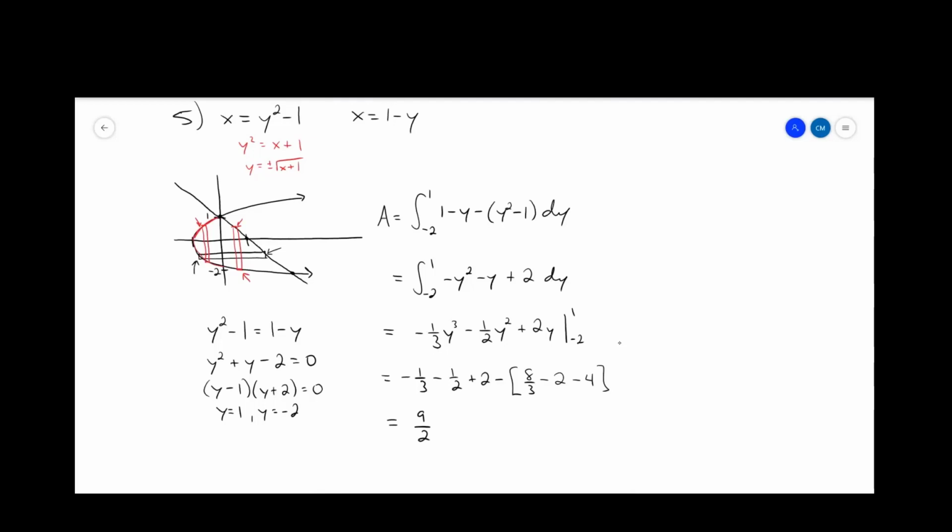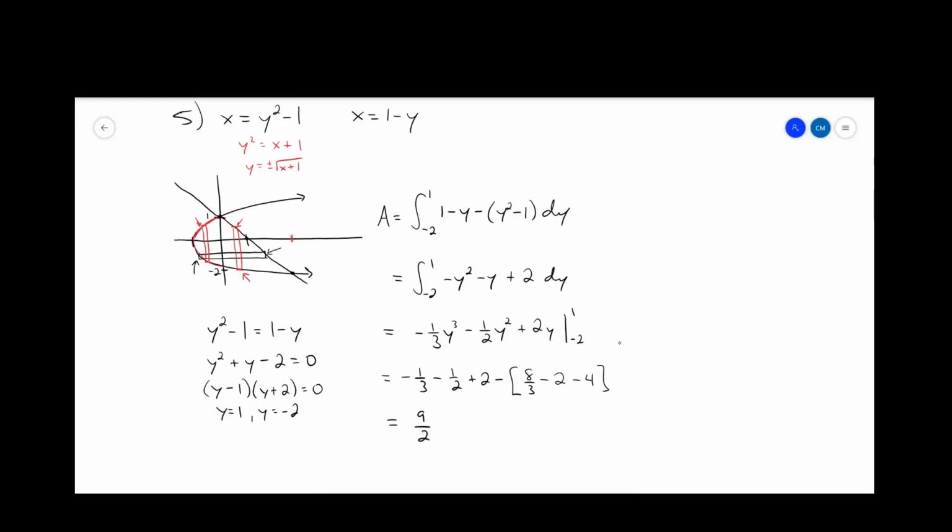For one, you'd have to do the integral from -1 to 0, and then you'd have to do another integral from 0 to whatever this x-intercept point is out here. And the top function in the first integral would be the positive root, and the bottom function would be the negative root. And then for the rest of it, the top function would be the linear function, and the bottom would be the negative root.